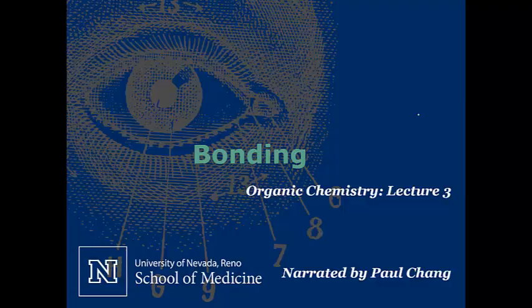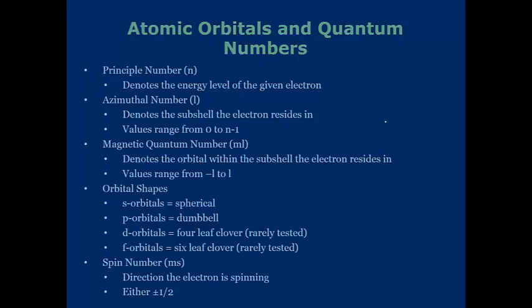Organic Chemistry, Lecture 3, Bonding. Before we begin our discussion of organic reactions and synthesis, we need to have a quick review on what it means when we say chemical bonding. Well, bonding is based on orbitals and electron interactions between atoms in compounds and molecules. So let's go over some basics and fundamentals, starting with atomic orbitals and quantum numbers.